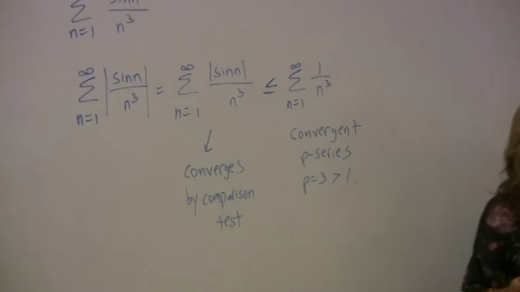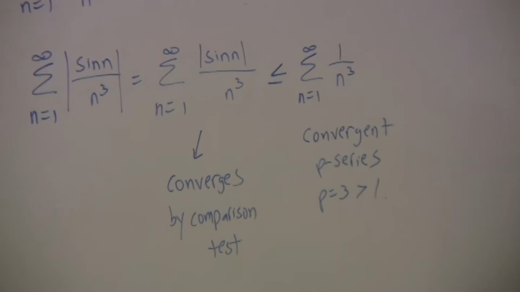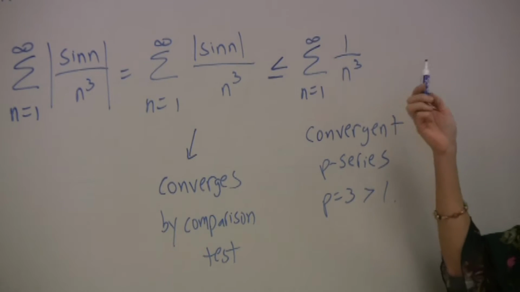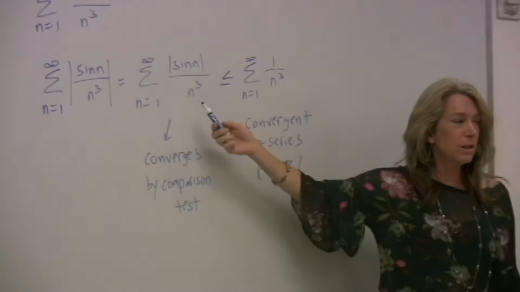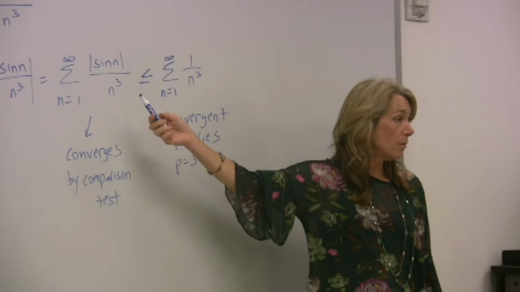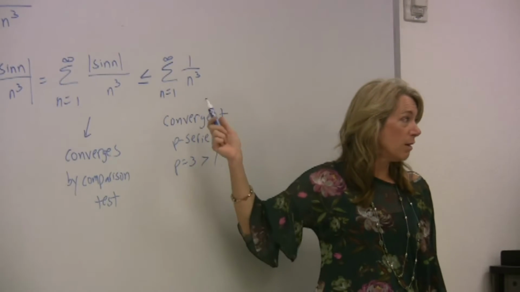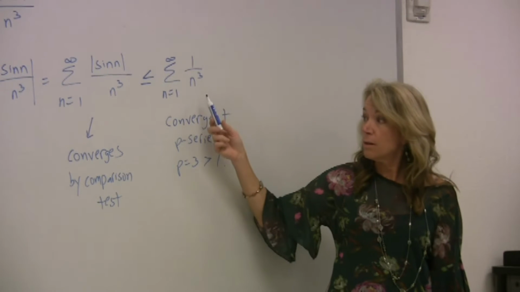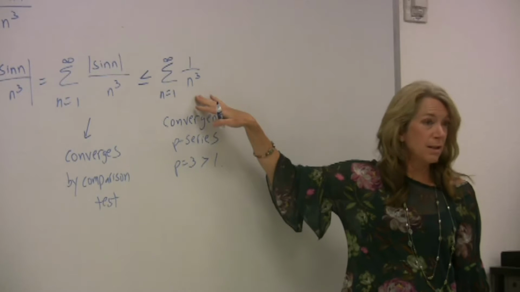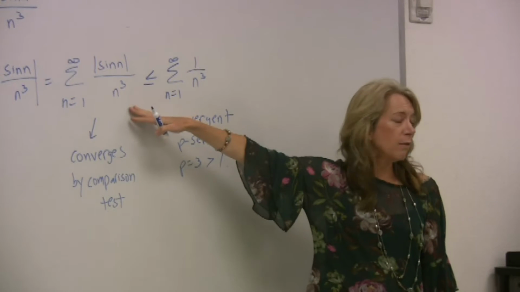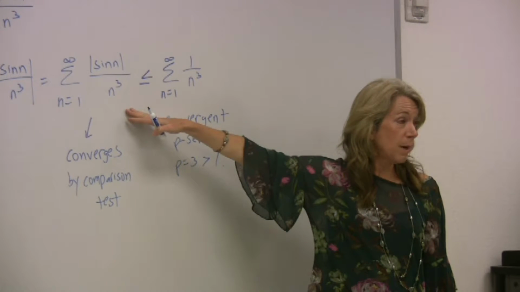So when you said you kind of did this comparison thing, you actually were doing the comparison test. The comparison test says if you have a convergent series and yours is smaller than that, you definitely will still converge. Can't head up to infinity if you're smaller than something finite. So this series is a convergent p-series. This one converges by the comparison test.